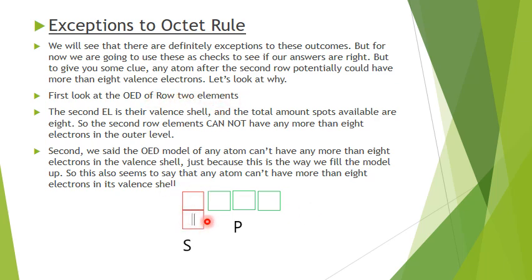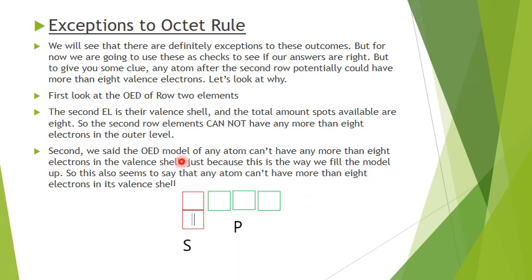So 2nd row elements would all be here. They have their first energy level filled, and then depending on who you are, you're somewhere in here. Let's say you're nitrogen. You'd have 7 total electrons: 1, 2, 3, 4, 5, 6, 7. So you would have 3 spots left over. The second energy level is their valence shell, and the total number of orbitals available allows 8 electrons. So as many as you can put in here is 8. So nitrogen could add 3 more electrons, but it can't add another one.